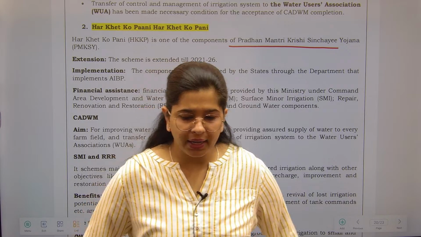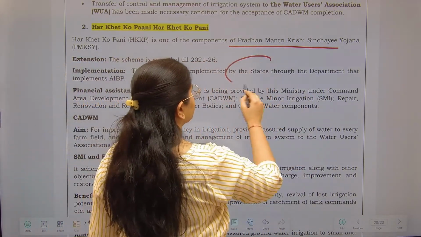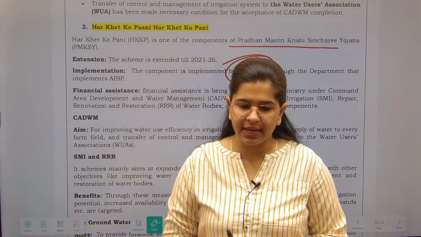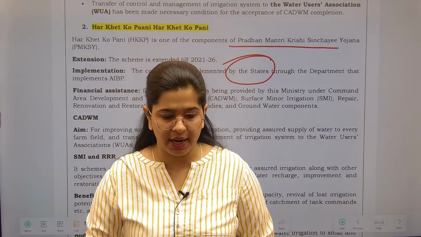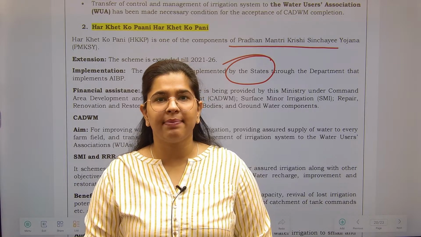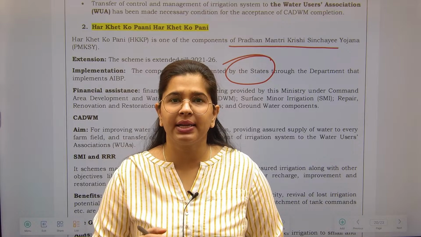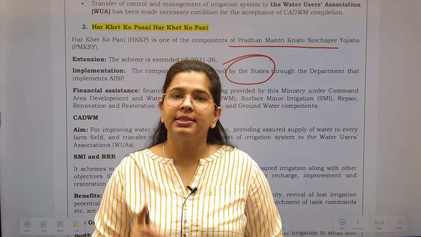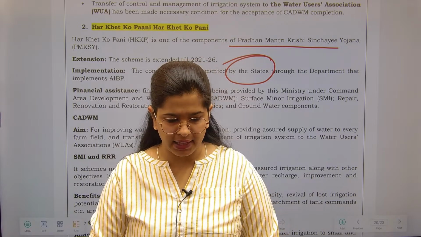So Har Khet Ko Pani implementation will be done by the states, right? Now under states, I have told you, there are not ministries, there are departments. Every state might have a department with a different name. So whatever department is handling AIBP, that is the Accelerated Irrigation Benefit Programme, the same department of the state will handle this particular program as well, right?